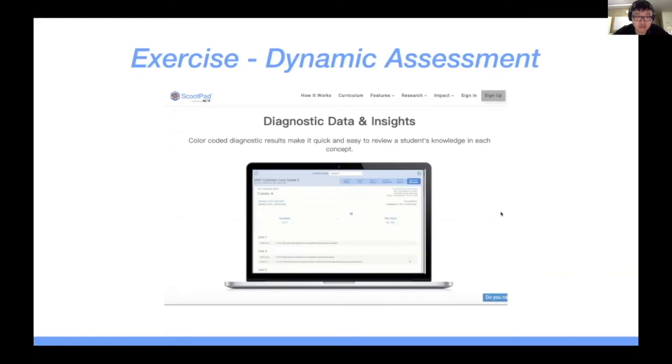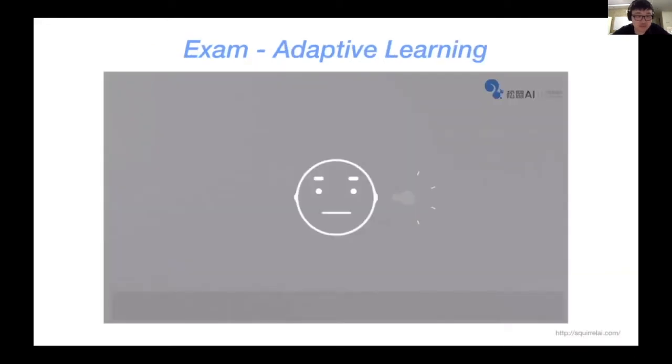Yeah, okay. And then we move to the next stage, which is the exam. Exam is probably one of the most important parts in education. When we do the exam, basically it is a special way to evaluate how well we understand the content behind the questions, right? Once we do all this stuff, we can do adaptive learning. One very famous company is Squirrel AI, which is a leading adaptive learning company.